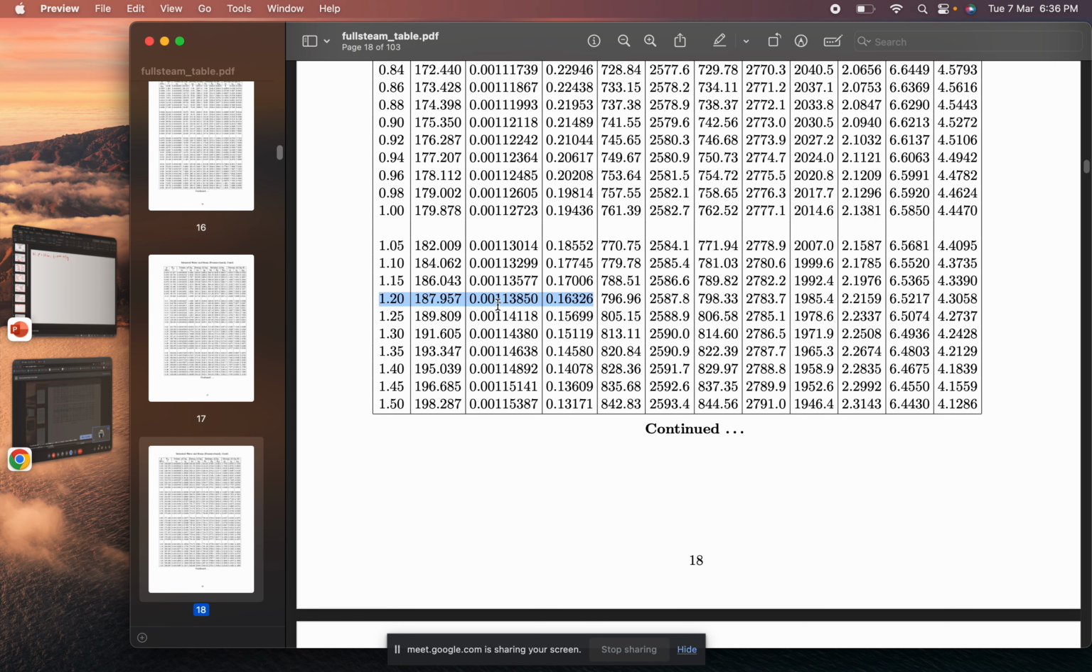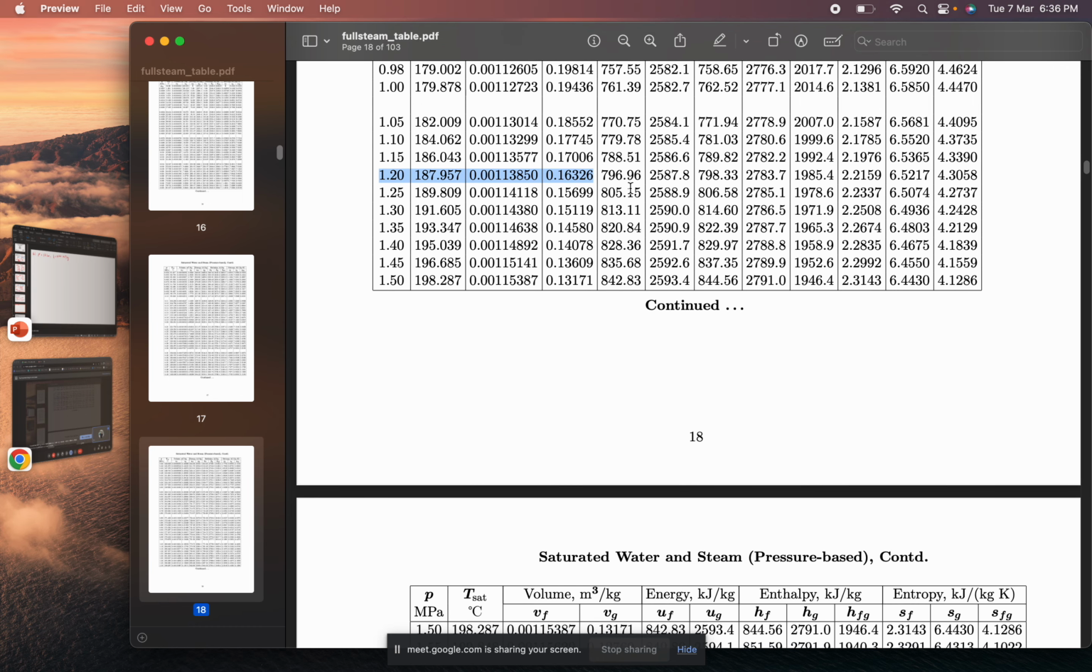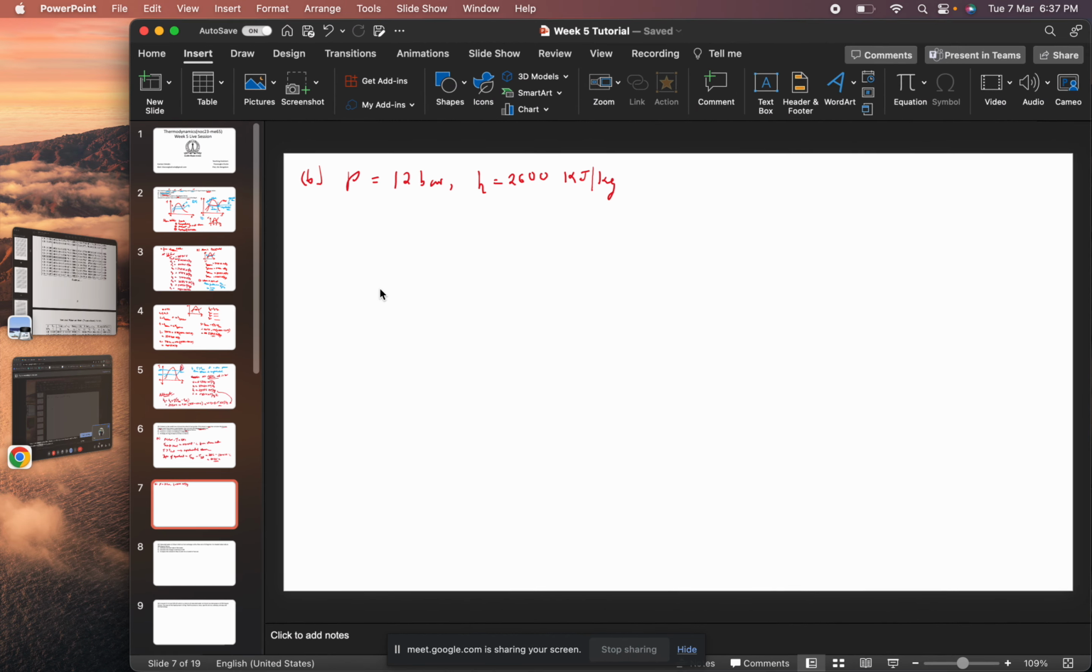Remember, this is your T saturation, this is your VF, this is your VG. Sorry, I'm making some mistake. This is your UF, this is your UG, this is your HF, this is your HG, this is your HFG, that is HG minus HF. Enthalpy is given to us. Let me draw the diagram, then it will be clear to you.